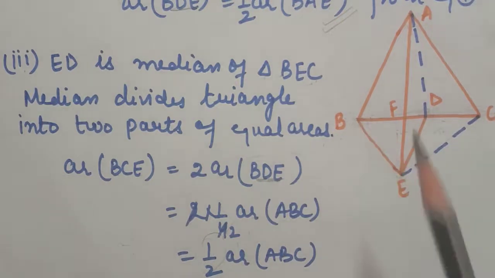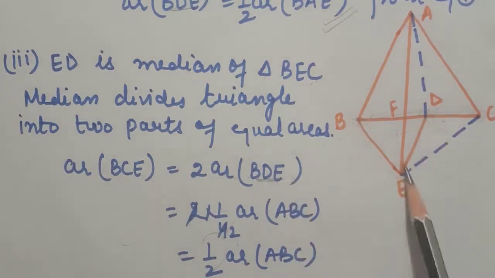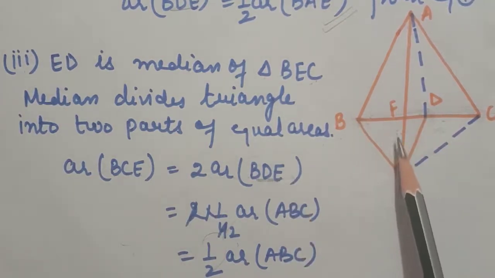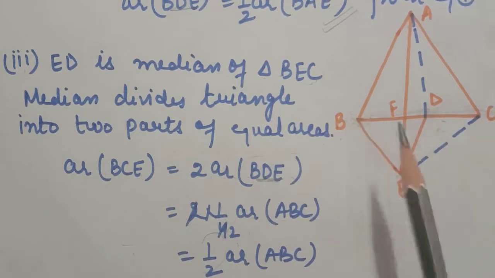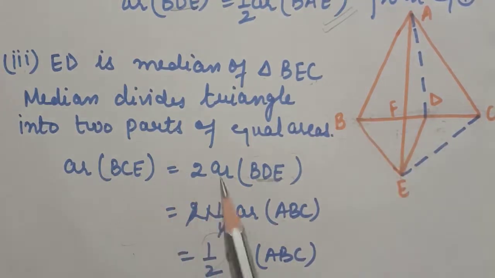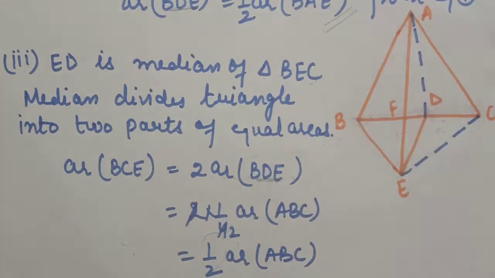The complete area is double of this. So area of BEC is equal to double the area of BDE, because I chose this triangle, so this is equal to this, and the sum of these two is equal to this complete triangle. So area of BEC is double of BED. We know it very well from the first part that area of BED is 1/4 of this complete triangle ABC. So we will put here, area of BED is 1/4 of triangle ABC.